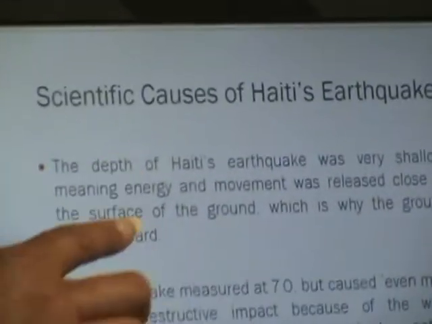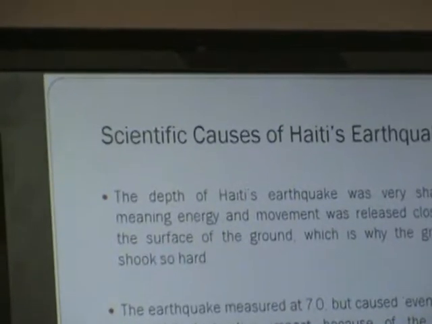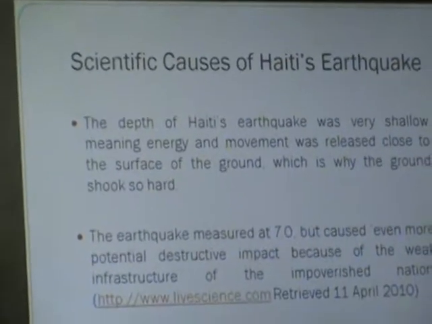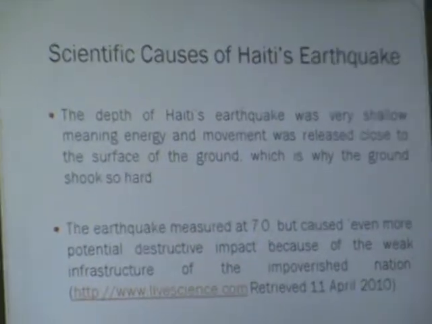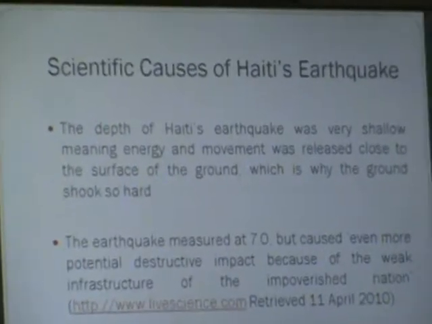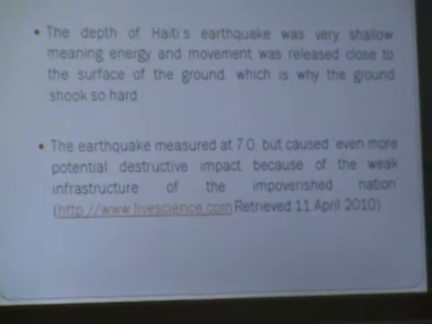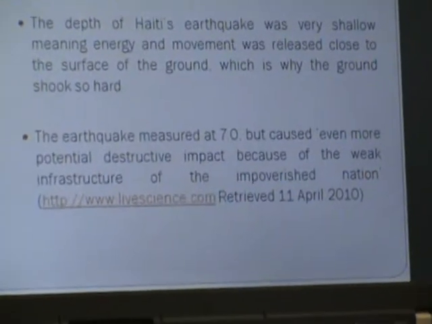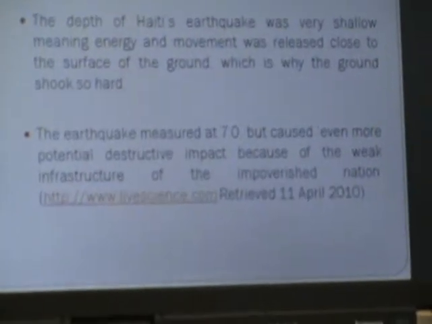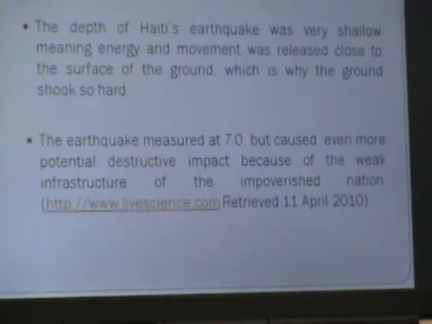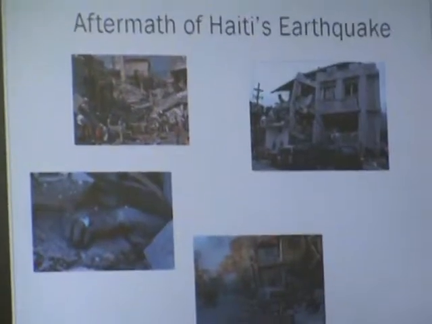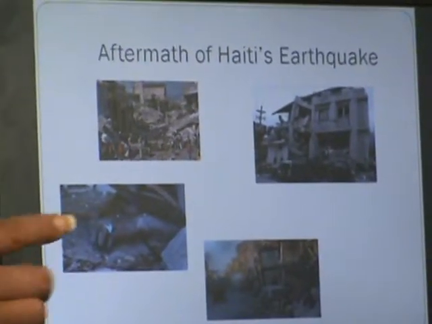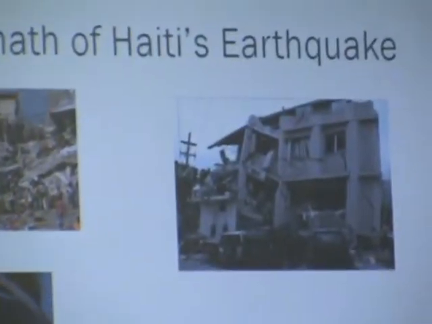The scientific causes of Haiti's earthquake. The depth of Haiti's earthquake was very shallow, meaning energy and movement was released close to the surface of the ground, which is why the ground shook so hard. The earthquake measured at a 7.0, but because of the potential destructive impact, it was so strong because of the weak infrastructure of the impoverished nation. The aftermath of Haiti's earthquake left people under dilapidated buildings, and people literally dead.